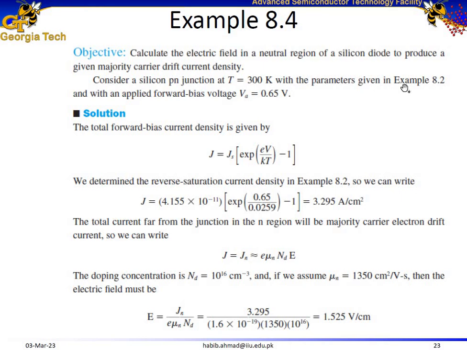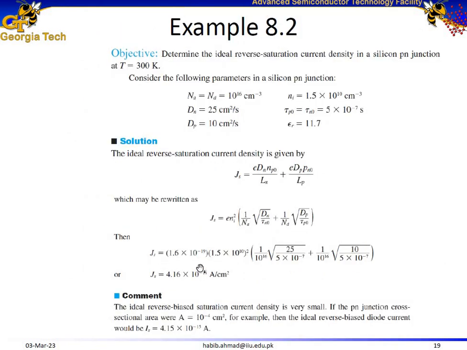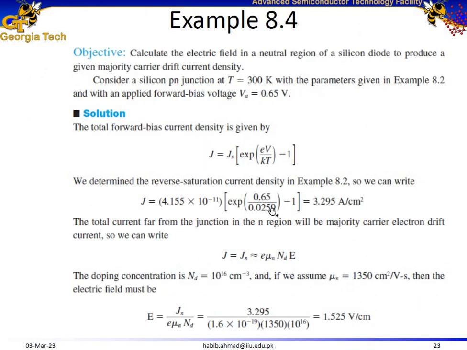So in example 8.2, we calculated Js. Look at example 8.2 once again. Js is already calculated. And in order to calculate the current density, J would be equal to Js times e to the power of eV, the applied voltage is 0.65 given as well, divided by kT, which is 0.0259 electron volts, minus 1. So the total current density is 3.295 amperes per centimeter square.